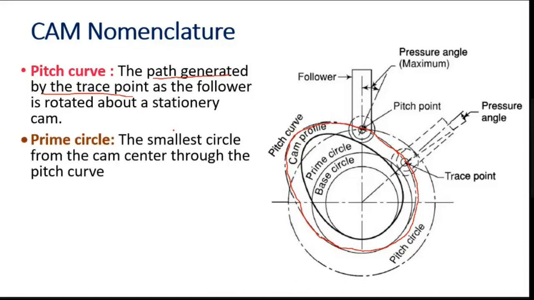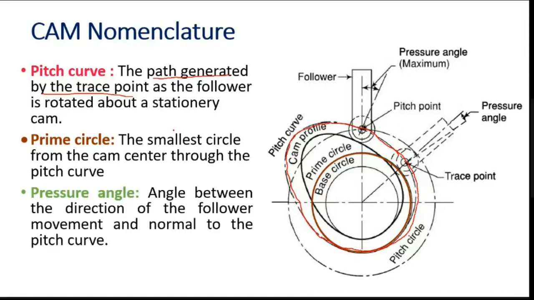The smallest circle from the cam center through the pitch curve. Previously we discussed the cam profile, and based on the cam profile, the smallest circle we got was the base circle. Based on the pitch curve, the smallest circle we get is your prime circle. You can see it in brown color. So this is related to the pitch curve, not to the cam profile.